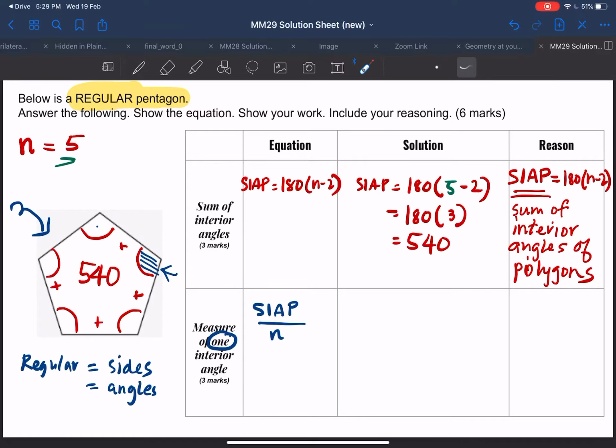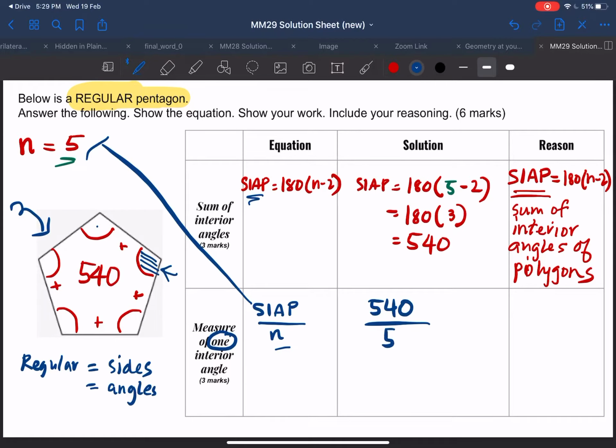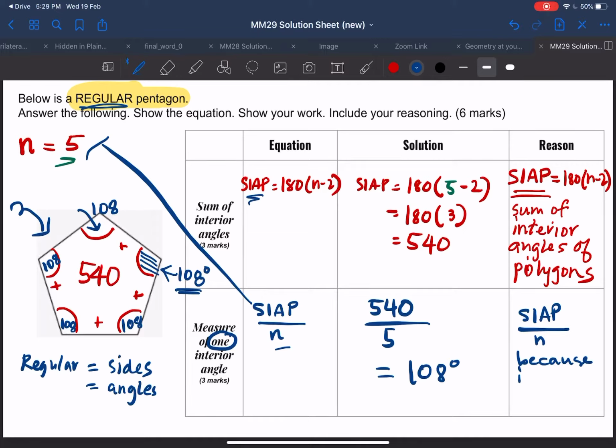So again, we already calculated the sum of interior angles is 540 and n is equal to 5. So each angle inside is 108 degrees. If this is 108, then this is 108, this is 108, 108, 108. All of them, because it's a regular polygon and all the angles are equal. So what is the reason here? We are using the sum over n because it is a regular polygon.